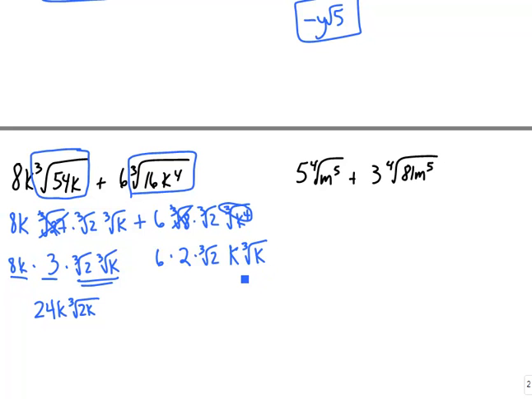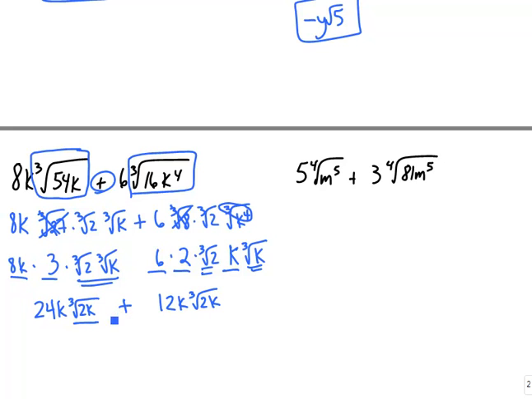Now let's just clean this up. We have a 6 times a 2 times a k on the outside, so that's 12k. And if I push these two radicals together, we get cube root of 2k. And this was a positive term because we had a plus sign in between. So now we've simplified our radicals. We're ready to see if we have any like terms.